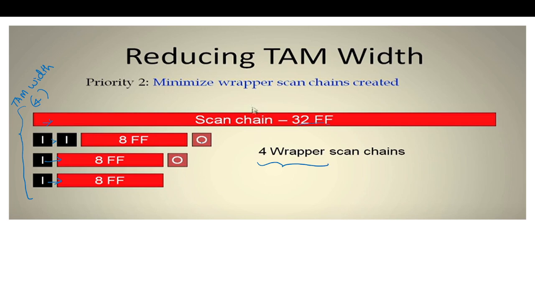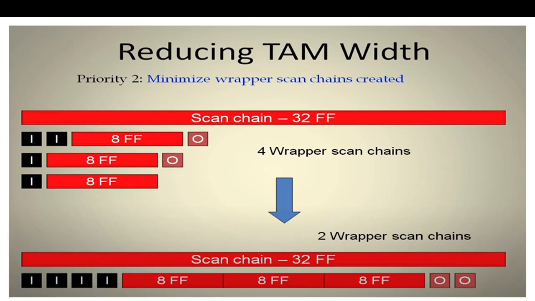If you have 4 chains, then our time will still be a total of 32 clock cycles for shifting in or shifting out the data, as this chain length is 32, even though we have 4 wrapper scan chains. So how can we optimize this? Can we use just 2 wrapper scan chains?